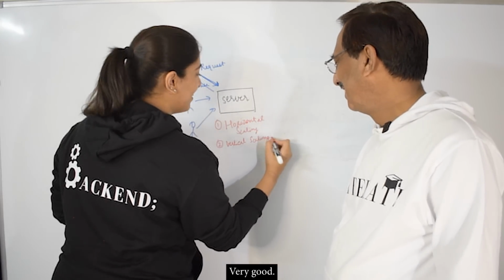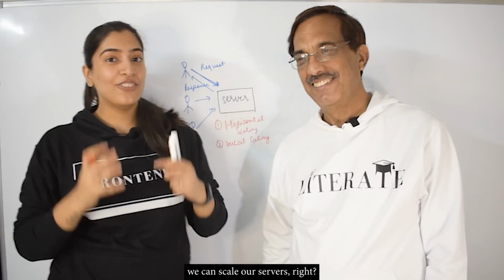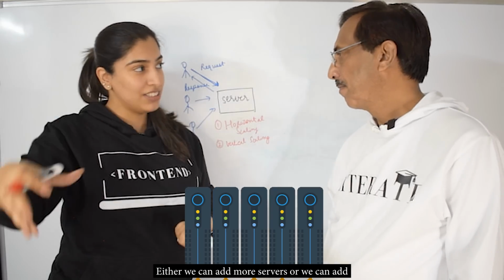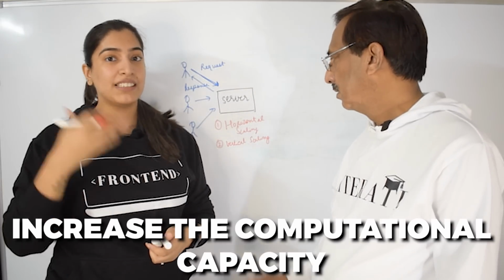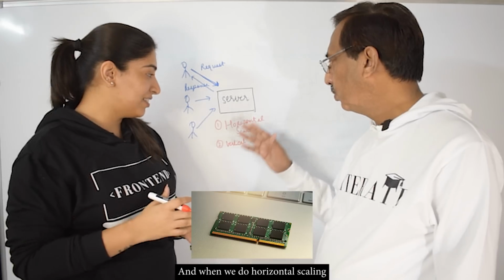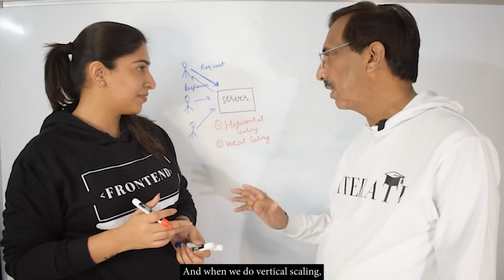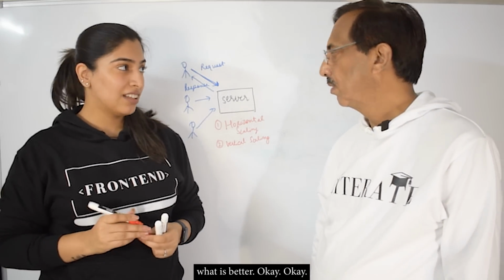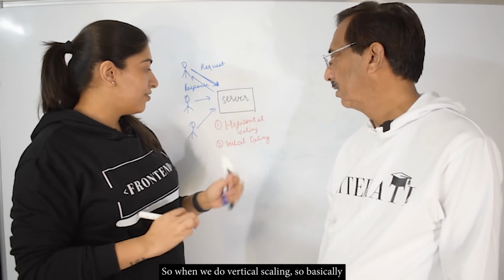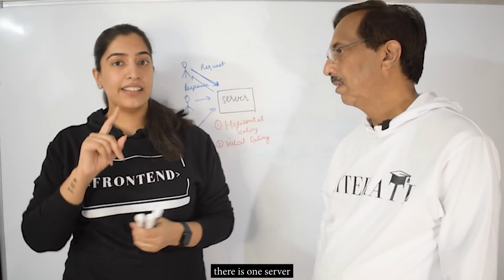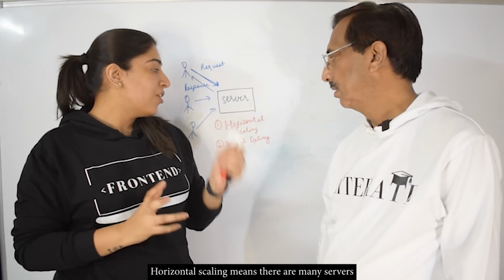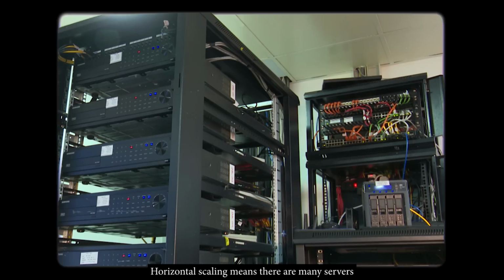So we understood how we can scale our servers. Either we can add more servers or we can add computational capacity, basically hardware and RAM. Let's try to compare and understand what is better. When we do vertical scaling, there is one server and the server is doing everything. Horizontal scaling means there are many servers.